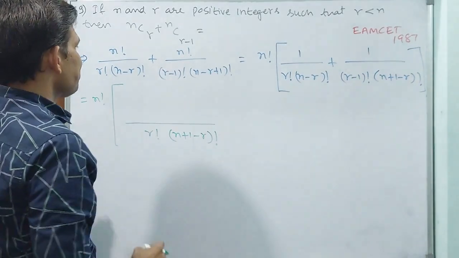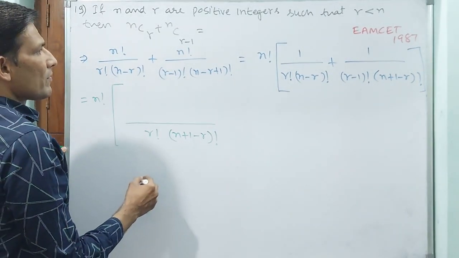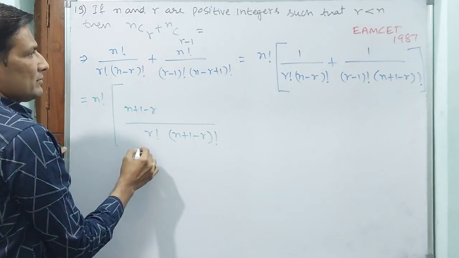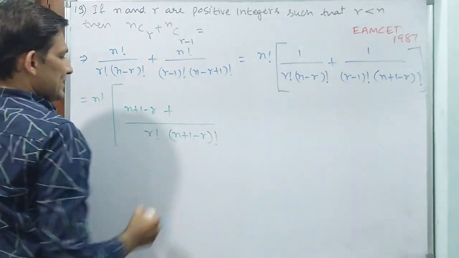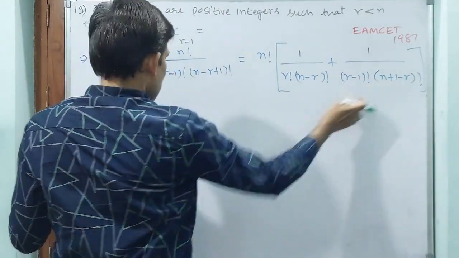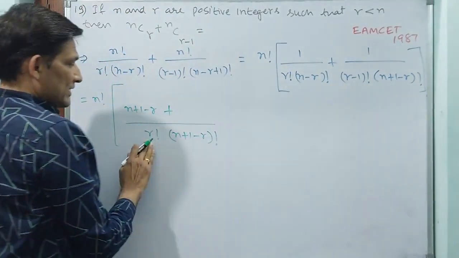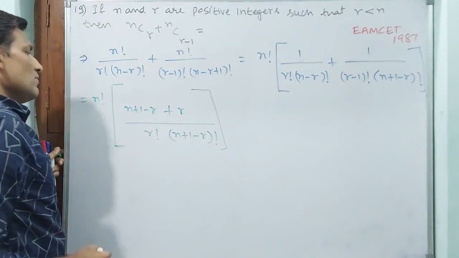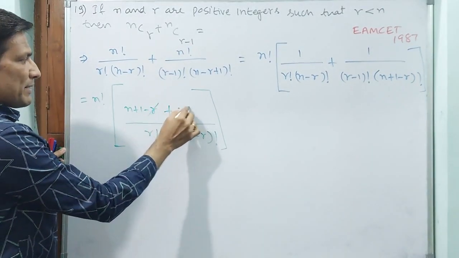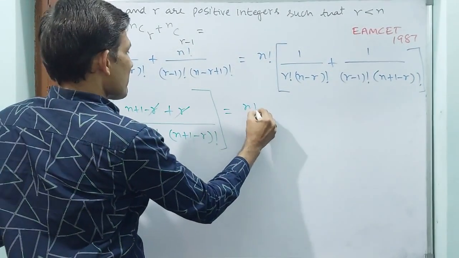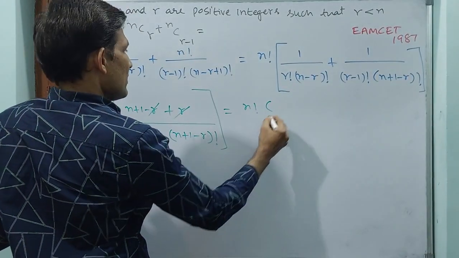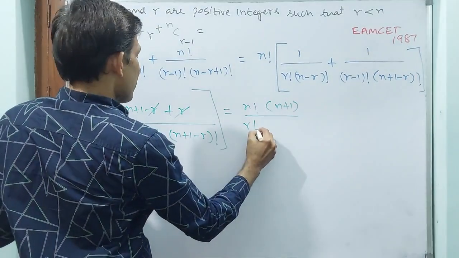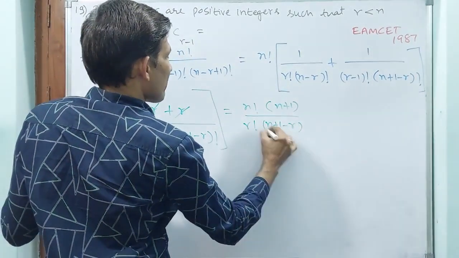Okay? Write down. n plus 1 minus r. Plus is there, you keep plus. Here n plus 1 minus r is there but r minus 1 is there. That means r times it goes. r. Then you see minus r plus r you cancel out, that is equal to n factorial into n plus 1 by r factorial n plus 1 minus r factorial.